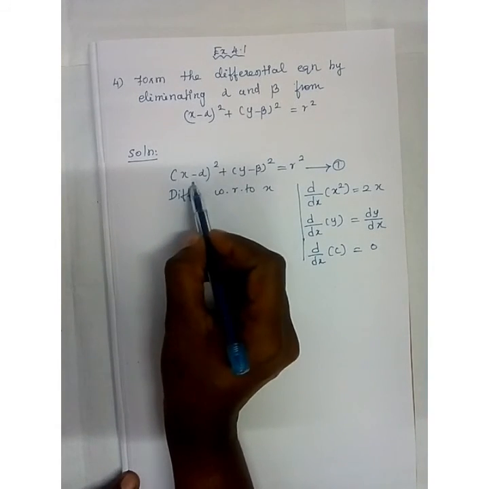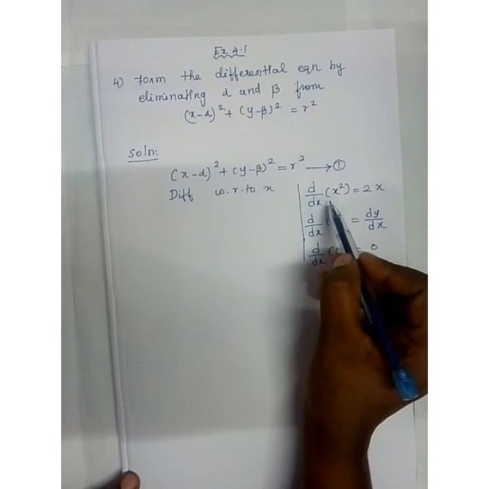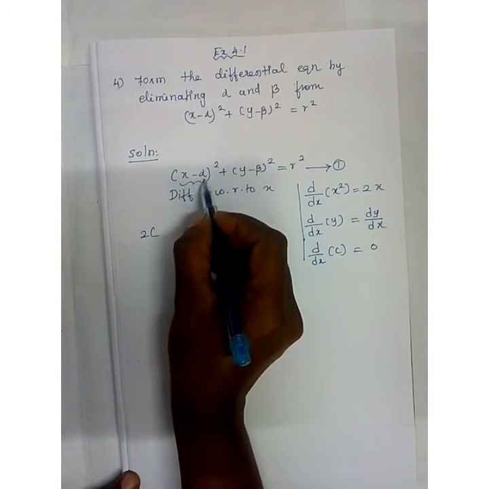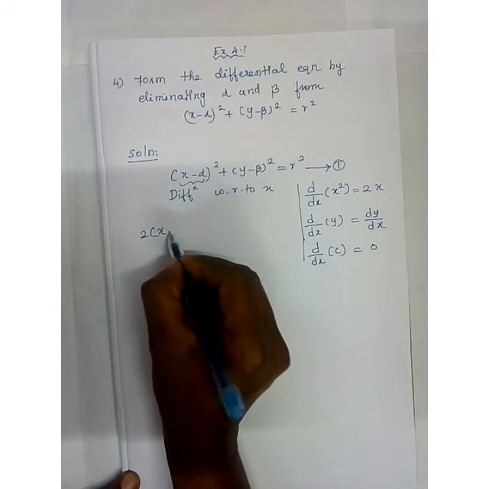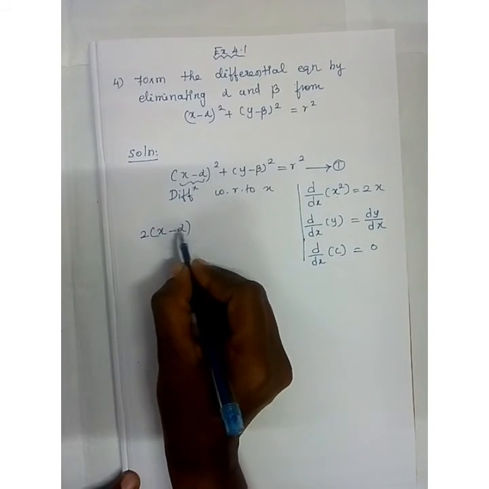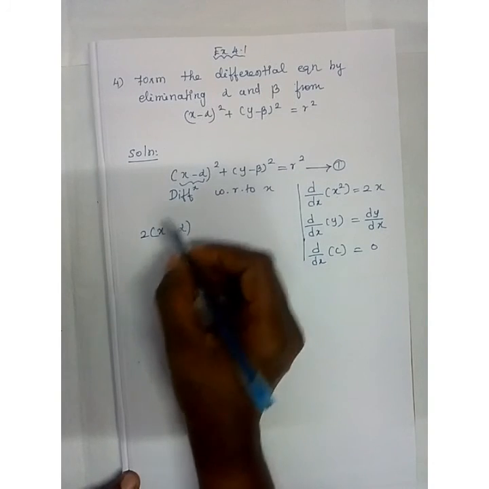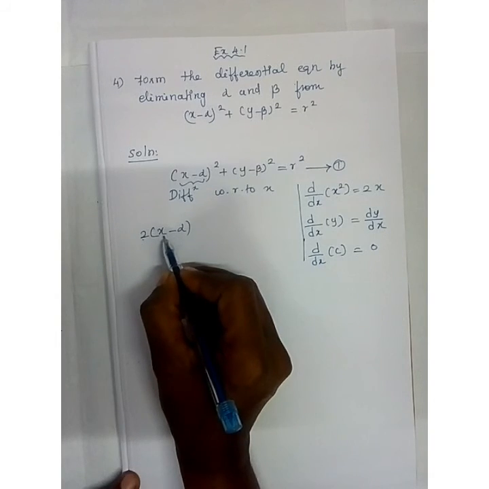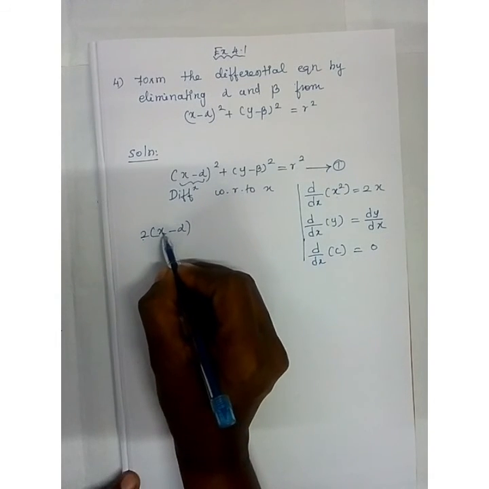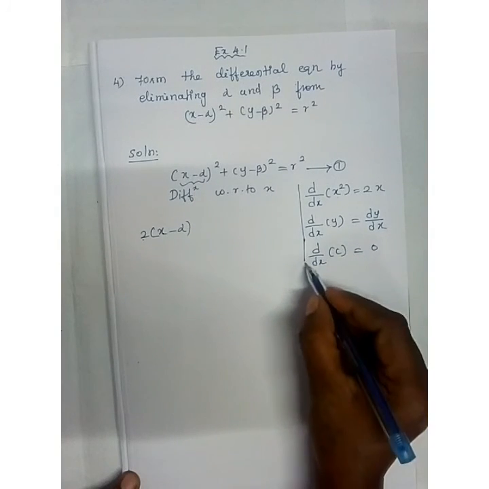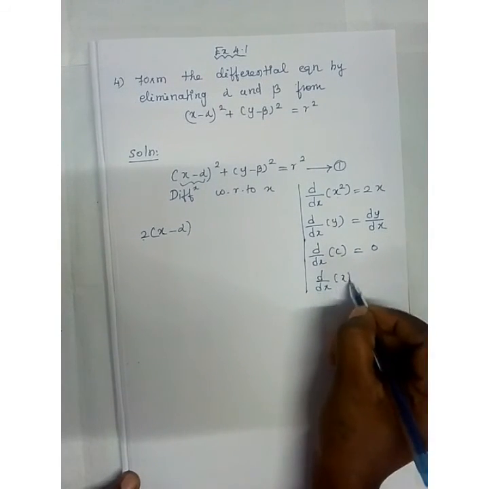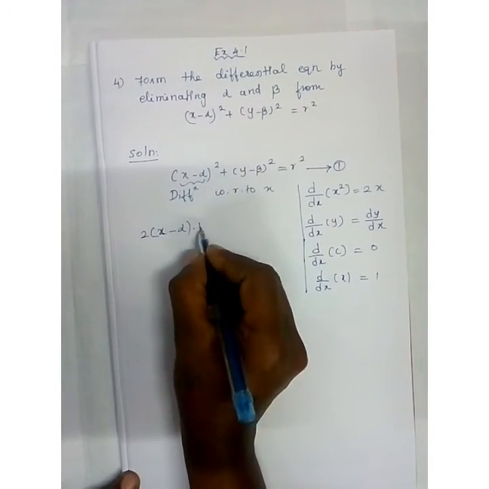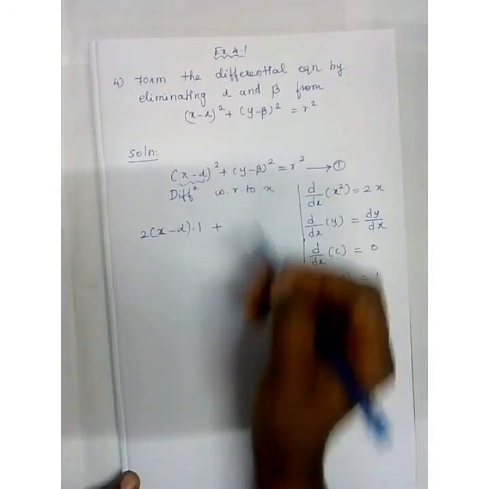This full term we have to consider as x. So x square, what is the differentiation for x square? It is 2x. So 2 into, in place of x we have x minus alpha, so it becomes 2 into (x minus alpha). Again we have one more x term in the differentiated term, so we have to differentiate this x. We know that differentiation of x with respect to x is 1.